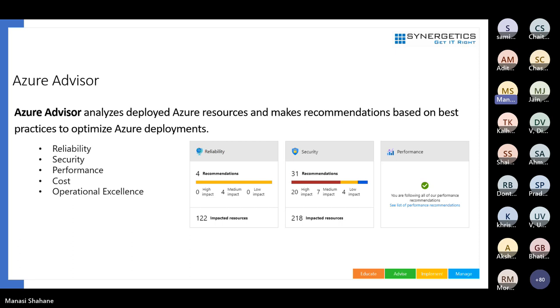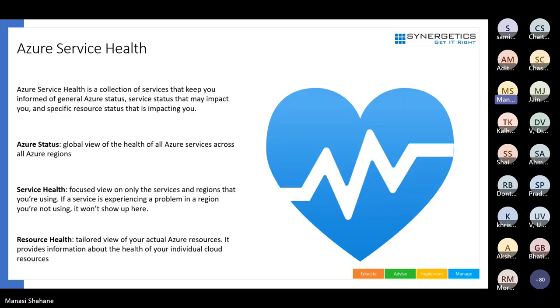It's just pertaining to a VM, pertaining to a resource. Okay. Yeah, this code is exportable. The code is exportable, the JSON code. Then you have service health.